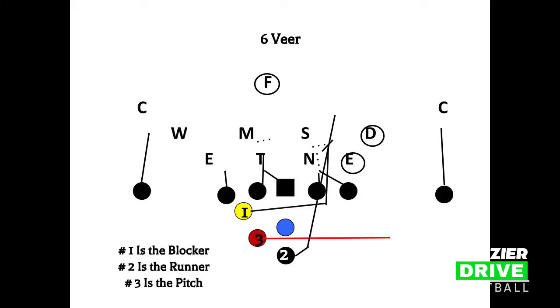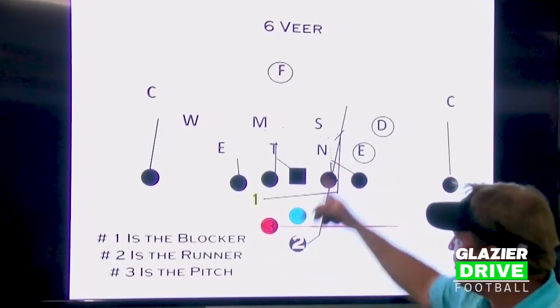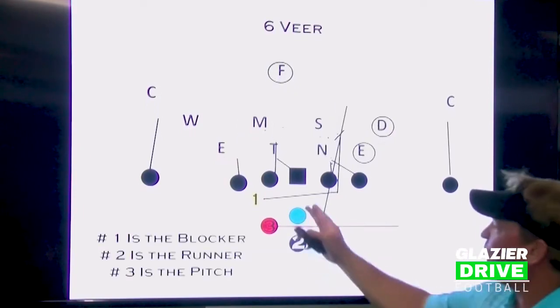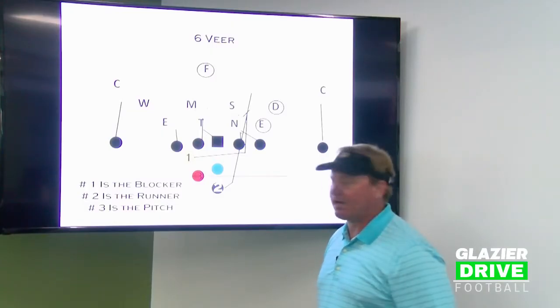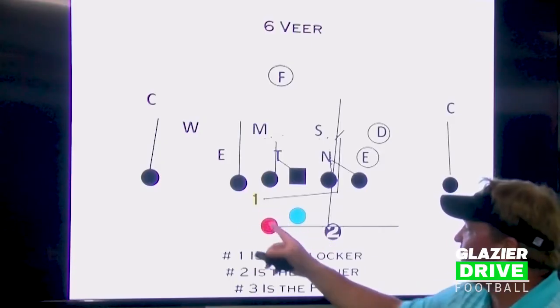Okay, let's take a look. Same thing. I've got middle linebacker to free safety. 1, you're the blocker. 2, you're the mesh. 3, you're the pitch. What you see here is pistol. So pistol and under center for us is really identical. The blocking schemes do not change.